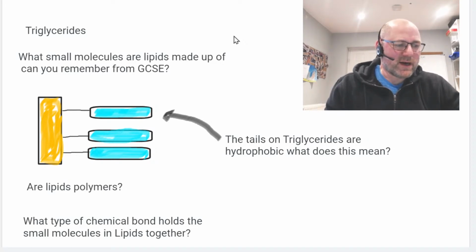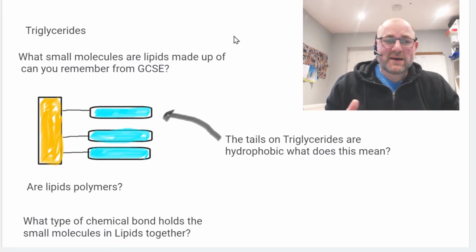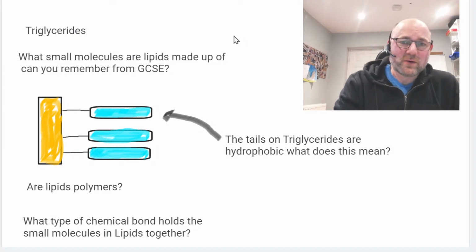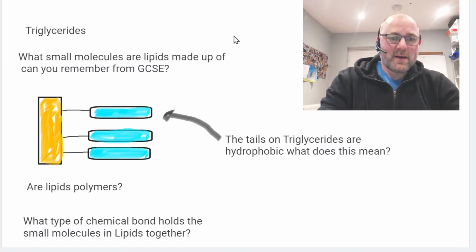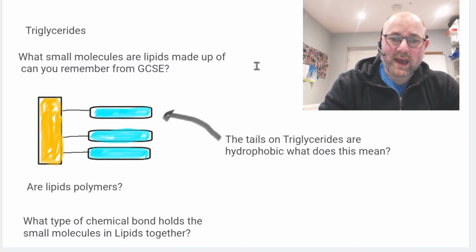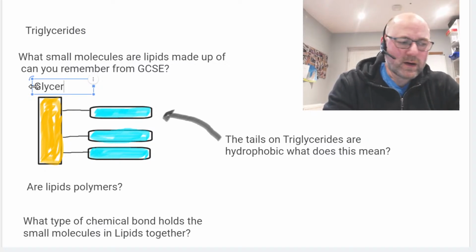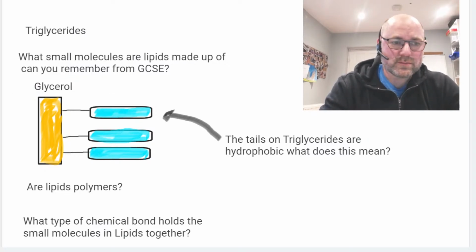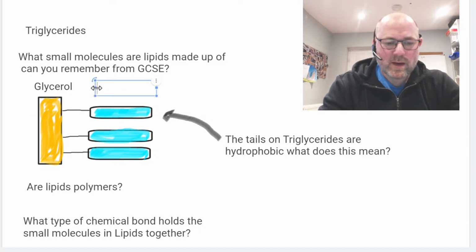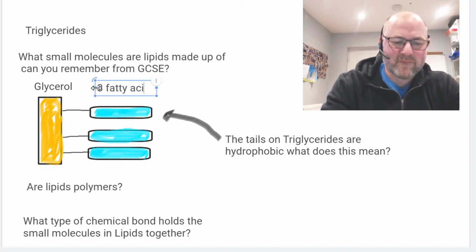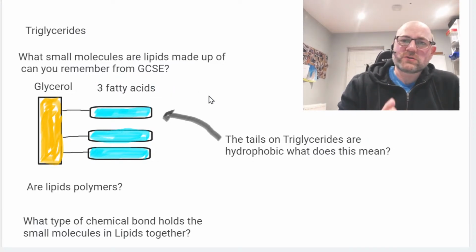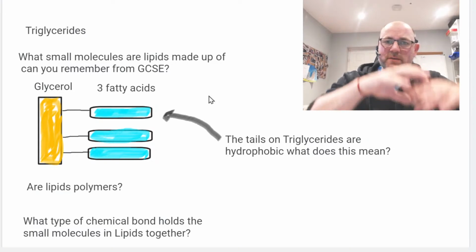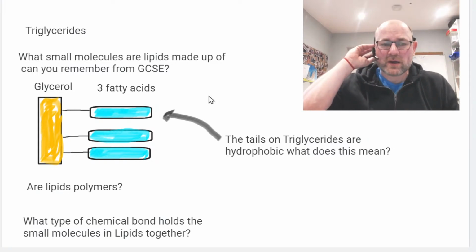Feel free to leave a message on the chat if you know the name of any of the small molecules lipids are made from. Okay, so lipids are made of a glycerol molecule and three fatty acids. So a total of 4 molecules to make one triglyceride or lipid molecule.